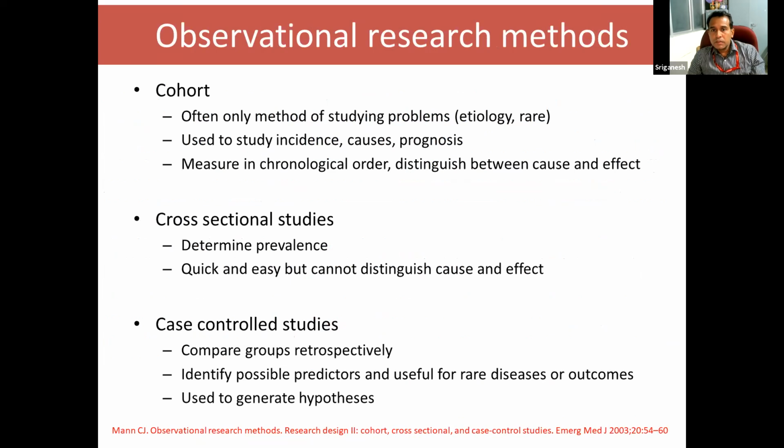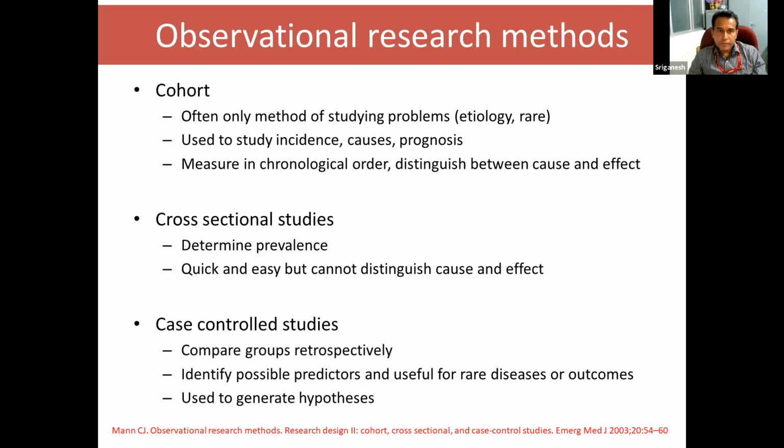The next study design is the observational study design. It can be in various formats as mentioned here. The cohort study, most often prospective in nature, helps in identifying the etiology, or it is most suitable for rare diseases, provides incidence, cause, and prognosis, and measures in chronological order, so that we can correlate the cause and the effect. Whereas cross-sectional studies can help you in providing the prevalence of a particular outcome. It is very easy and quick to perform, but cannot distinguish between the cause and effect.